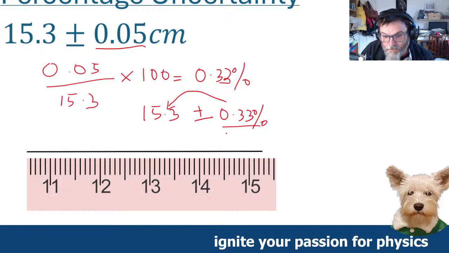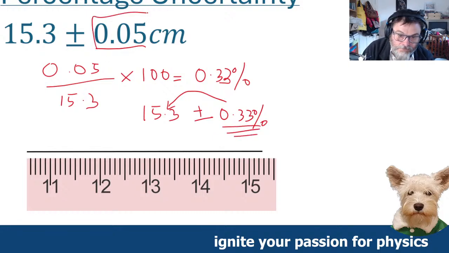So I've stuck to 2 significant figures because that's 2 significant figures. You might want to make a case for going to 3 because of that, but the error itself is in 2, so I stuck to 2.